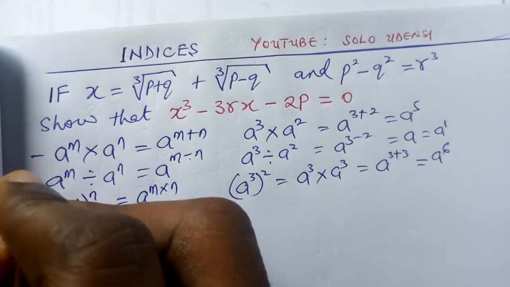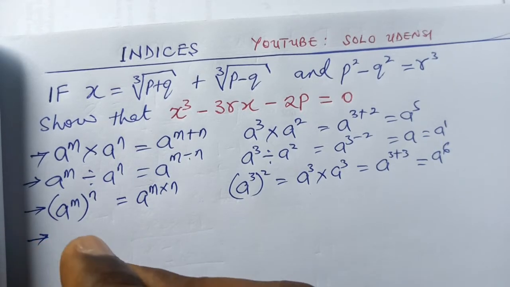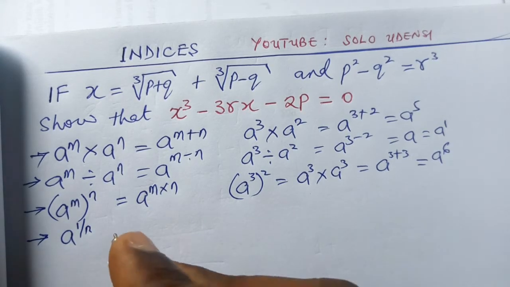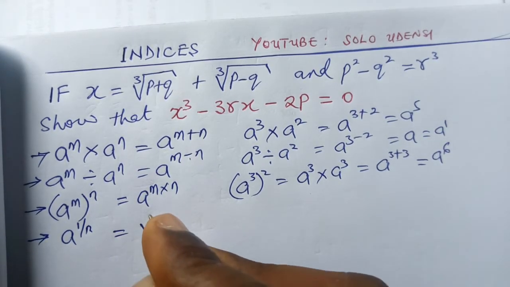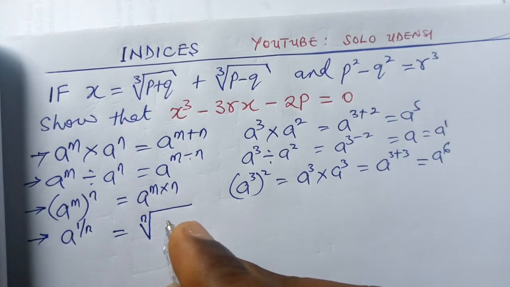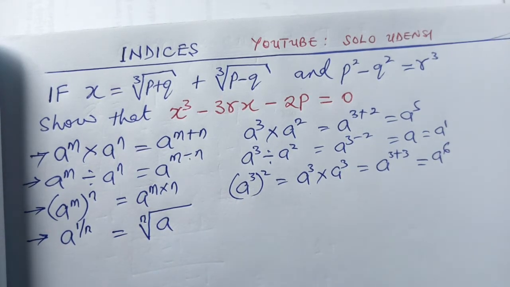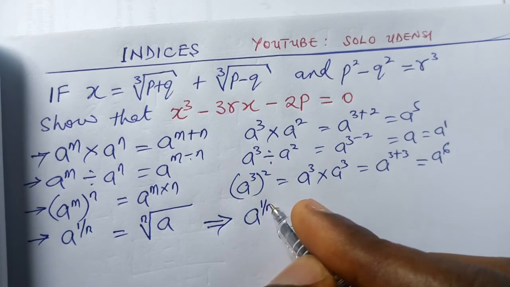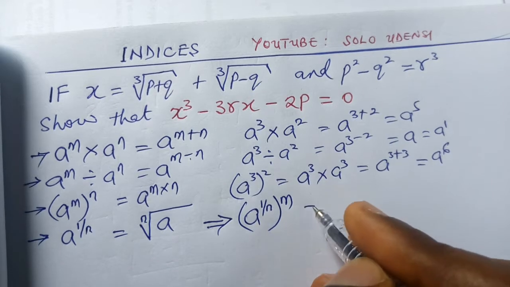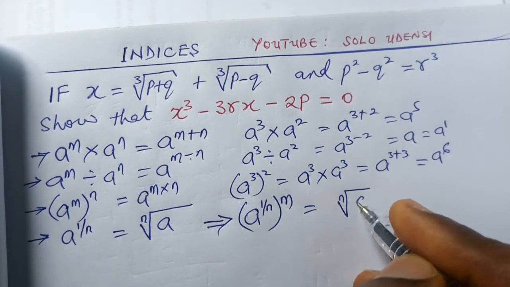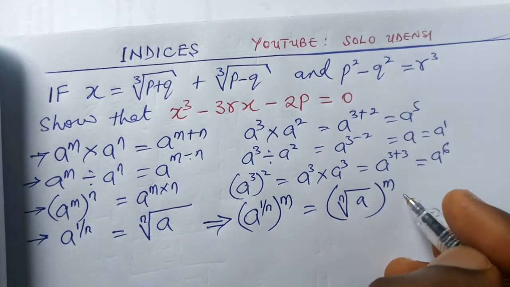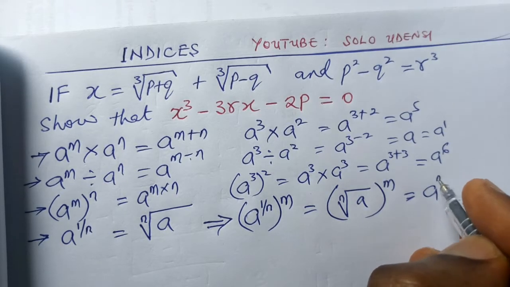Also, the fourth one: if we have a fraction, a raised to power 1 over n, for instance, it will give us the nth root of a. This implies that if we have a raised to power 1 over n times m, it will now be the nth root of a, raised to power m, and it's not ordinarily a raised to power m over n.